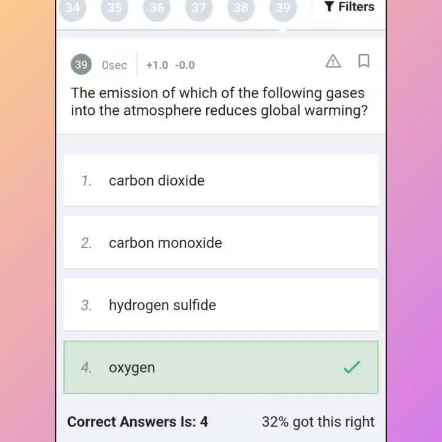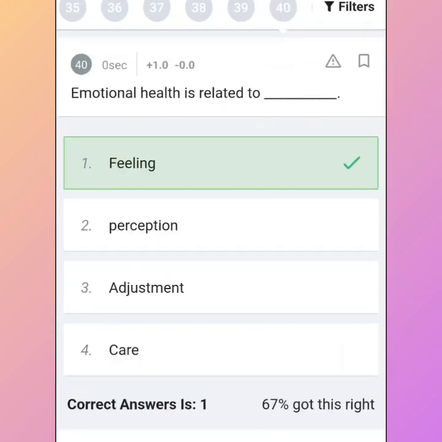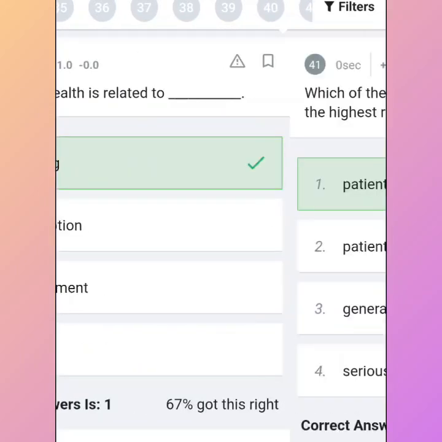A preventive measure that kills most bacteria to ensure a safe supply of milk is pasteurization. The emission of which of the following gases into atmosphere reduces global warming? Oxygen. Emotional health is related to feeling.